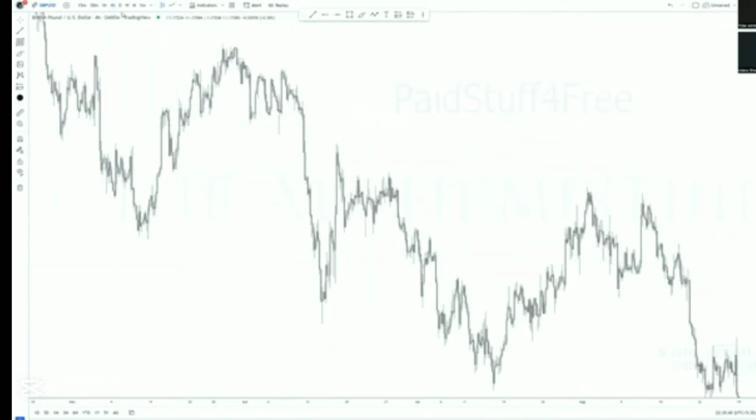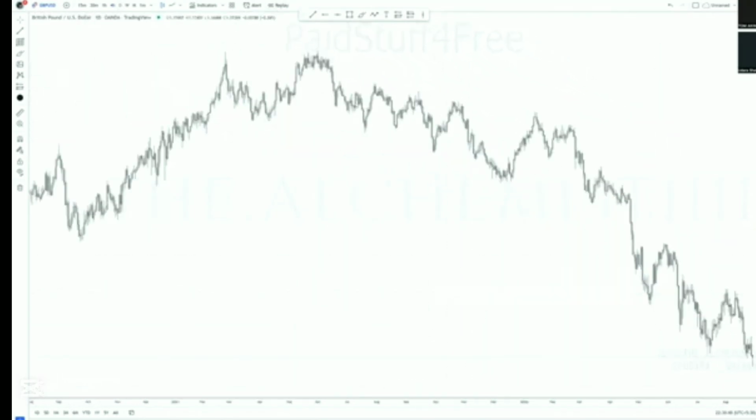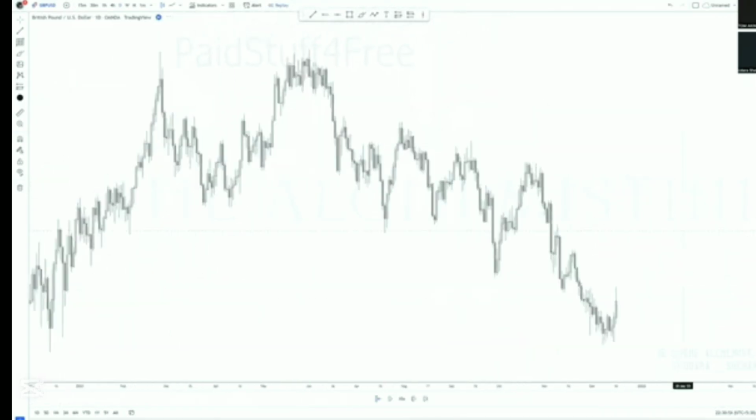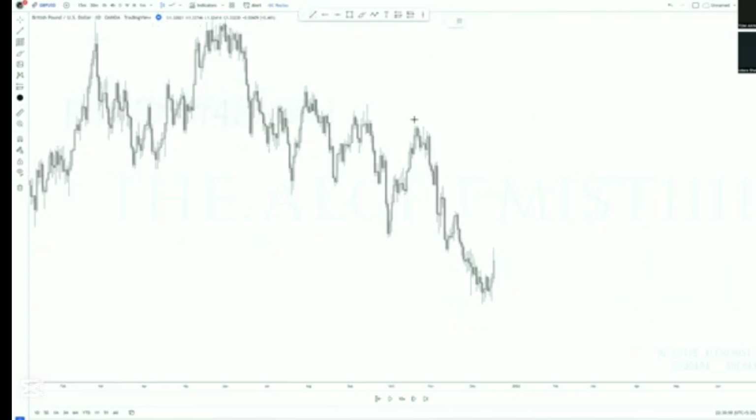Okay, yeah. We show you. Let's see some more. Look at this one. See, same exact setup, but on a daily time frame. Okay, look at this one.